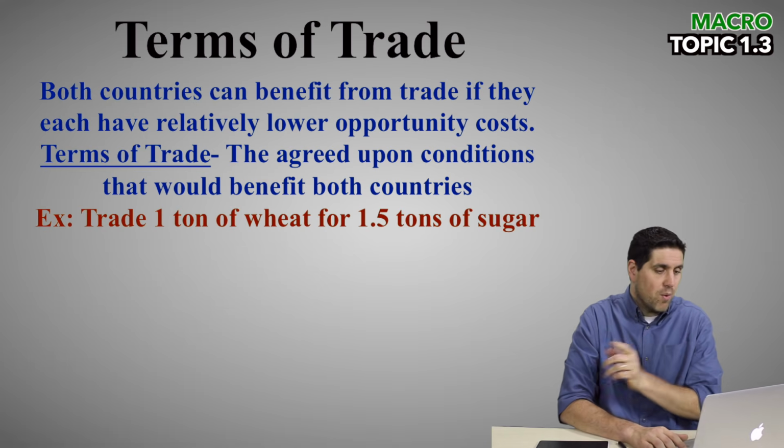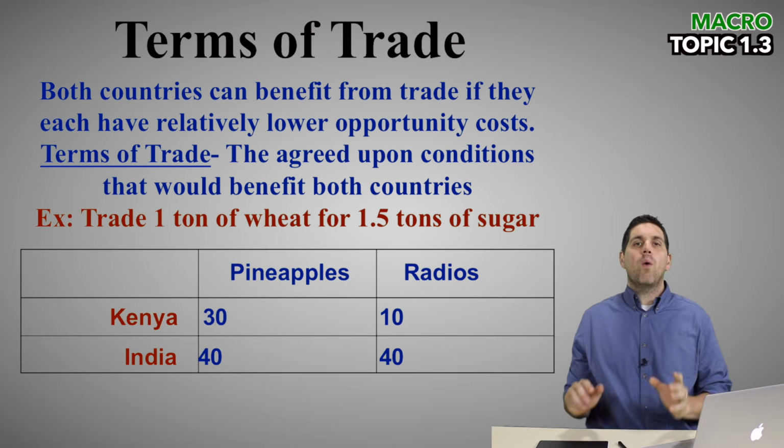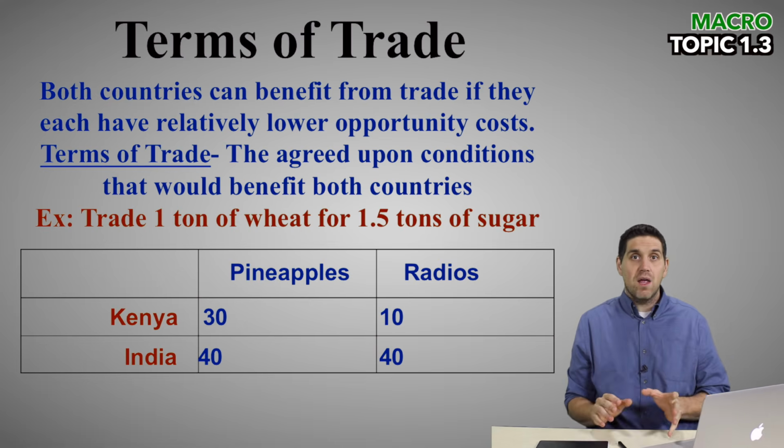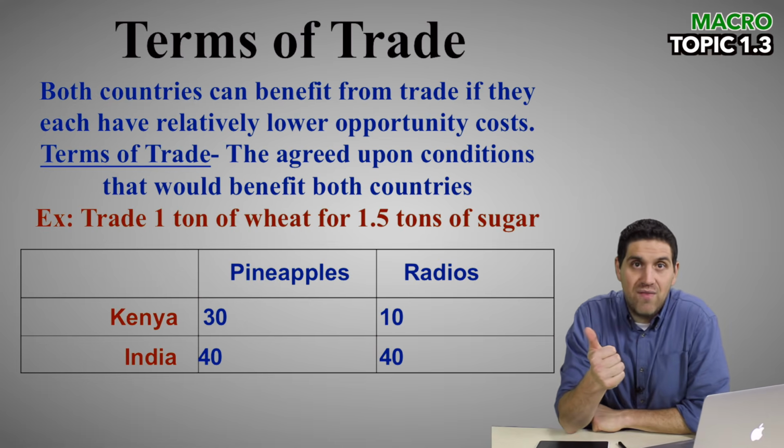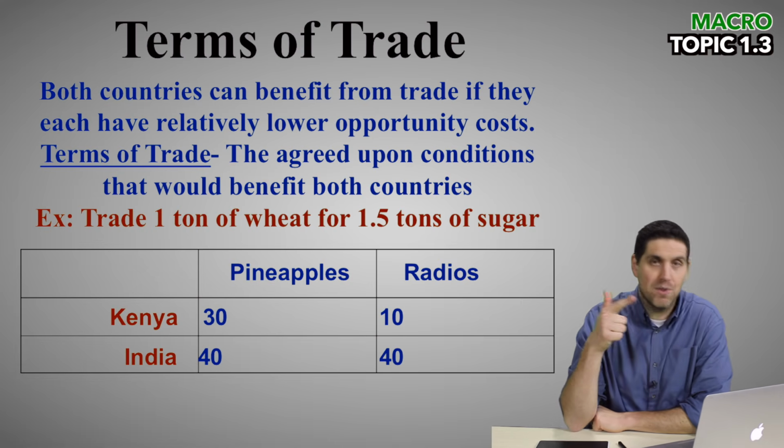So we've got an example question. Kenya, India, pineapples, radios, 30, 10, 40, and 40. What I want you to do right now is pause this video. I want you to figure out who has an absolute advantage in pineapples and radios, who has a comparative advantage in pineapples and radios.